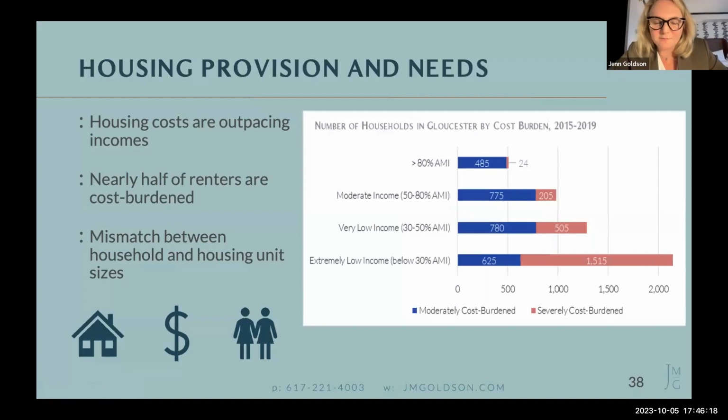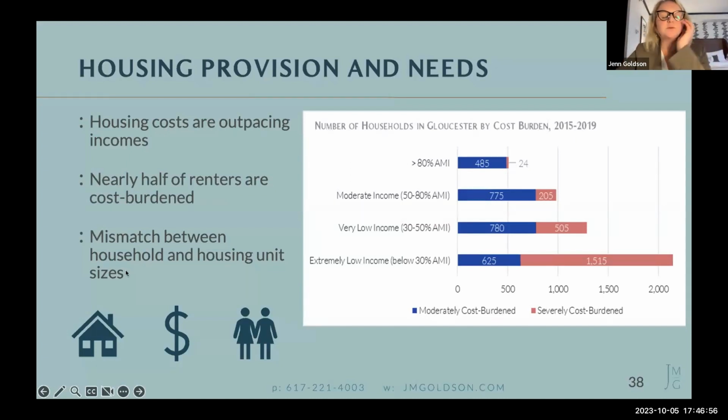So let me say it again. They're spending more than half of their income. And you'll see that over 1,500 households in Gloucester are spending more than half their income who are in this extremely low category. So that's a very big number, and that is really saying there's a lot of people at risk of housing insecurity. And when we look at your renters, nearly half of them are cost burdened. So that's one issue we really wanted to point out to you regarding lack of affordable housing options to support, especially those extremely low and even very low income. Those are your greatest needs.